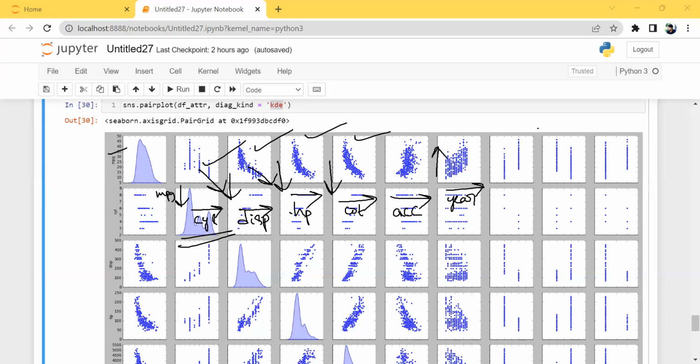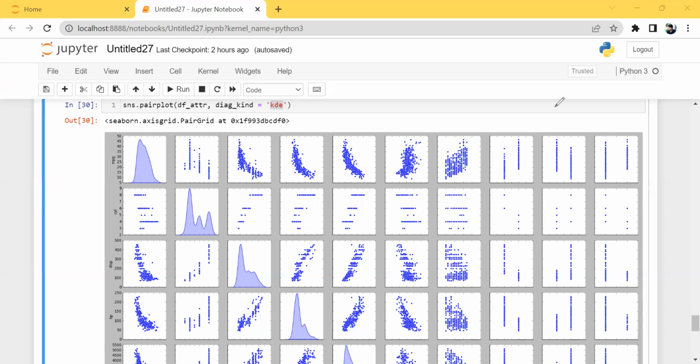But when you look at the mpg versus year, it has a weak but positive correlation. As the year is increasing, mpg is increasing. That means if a car is manufactured in an older year, it will give you a lower mpg. If it is manufactured in recent years, it will give you a higher mpg. So this is what it's trying to convey, and this is the pair plot.